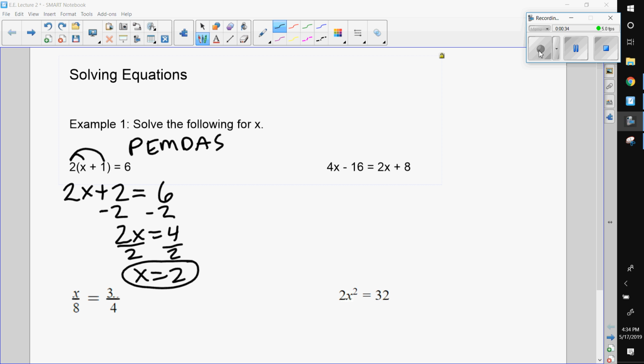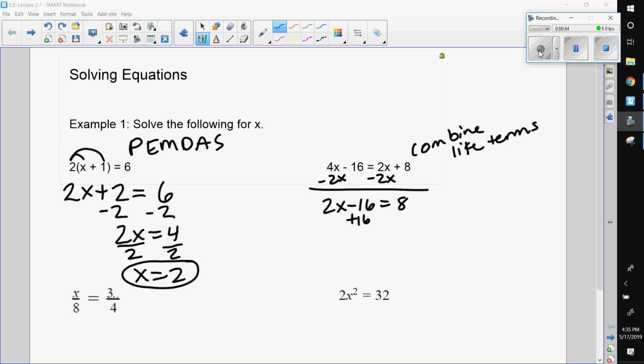Okay, you should be able to do ones like that, as well as the second one here, where we're just combining like terms. If it's on one side and you need to move it to the other, you do the opposite. So I'm going to do minus 2x to both sides. I get 2x minus 16 equals 8. I'm going to add 16 to both sides. I get 2x equals 24. Now I divide by 2, and I get x equals 12.